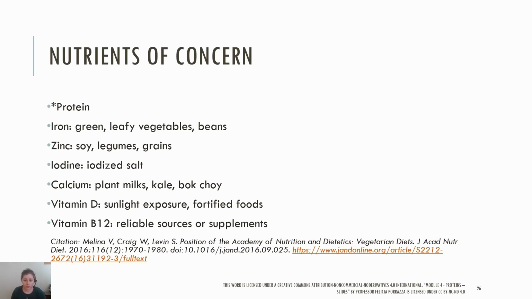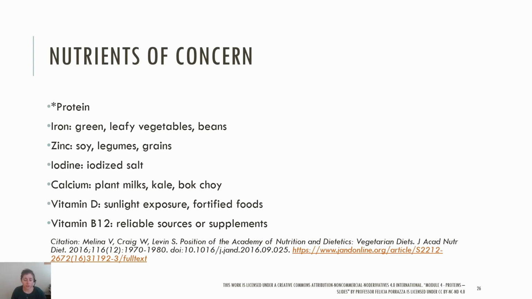Zinc is another nutrient of concern, though overt deficiency is not evident in the U.S. Zinc sources for the vegetarian include soy products, legumes, grains, cheese, nuts, and seeds. Iodine can be a concern if vegans are not utilizing iodized salt or sea vegetables. Calcium intake with vegetarians may not be a concern with dairy, however with vegans it can be. Good calcium sources include kale, bok choy, calcium-set tofu, and plant milks.